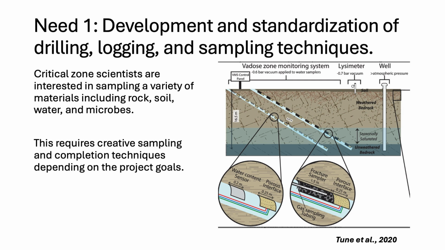One thing I wanted to emphasize is this is kind of a creative example of some of the sampling techniques used in the critical zone. This is a Vadose zone monitoring system where you use a diagonal borehole with water samplers and water content sensors that capture different flow paths at varying lengths in the subsurface. So this is just an example of some of the creative drilling projects and sampling designs that are used in critical zone science.